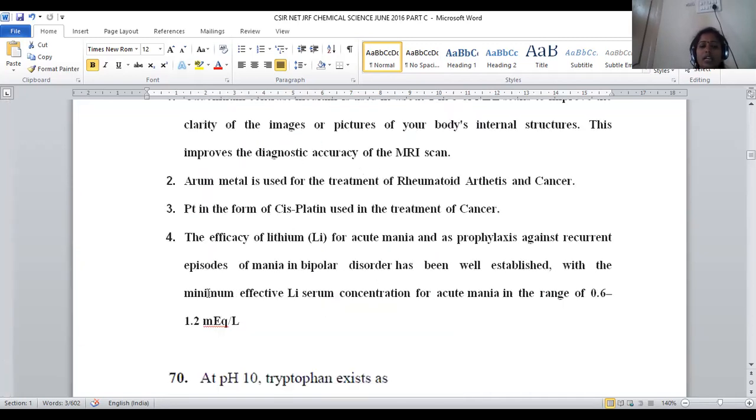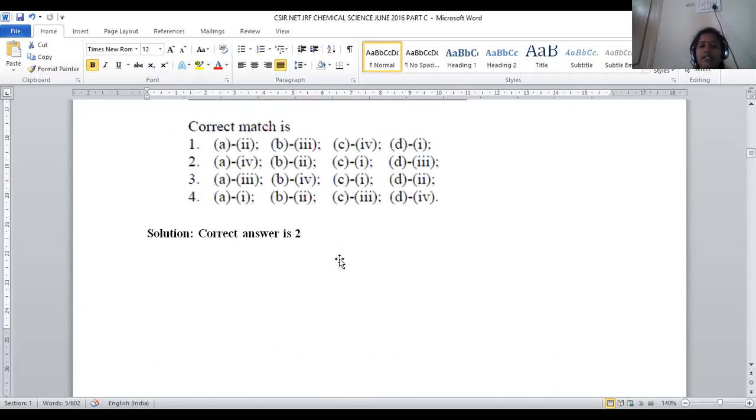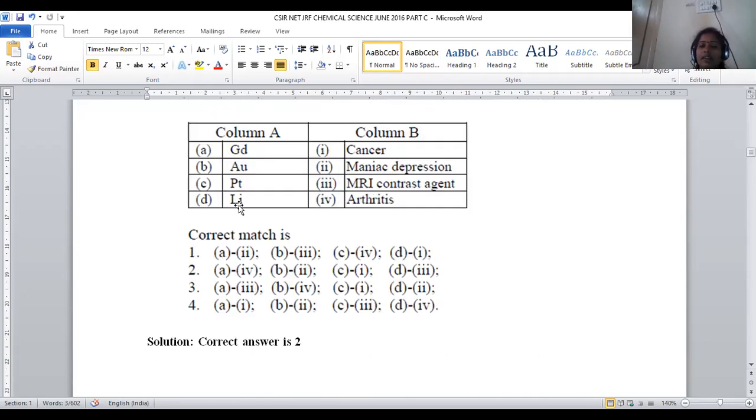And next is about lithium. Whenever lithium is used, that is the metal which is specifically used in the depression treatment. So manic depression, acute depression can be treated by using this lithium metal.